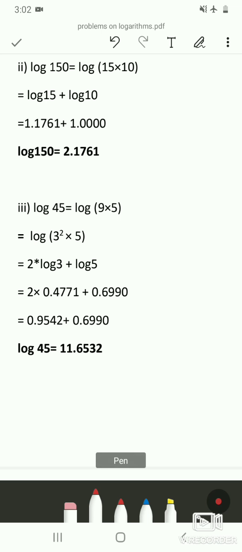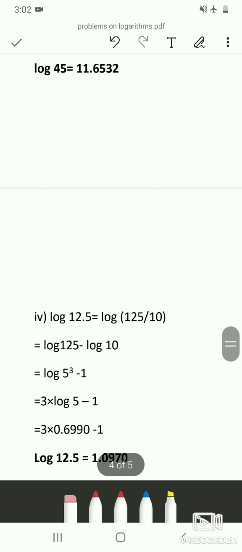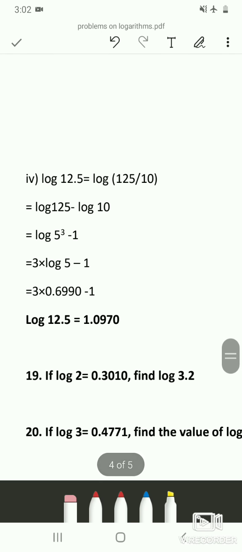So always try to reduce the given question to the form that the values you have, that is, for log 5 and log 3 here is mentioned. So always try to reduce the given question into the form of log of 5 and log of 3. So that's the main step in these types of question.